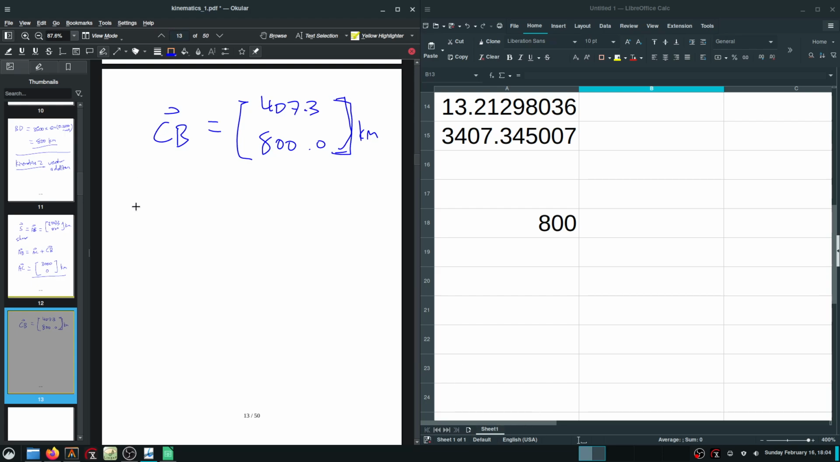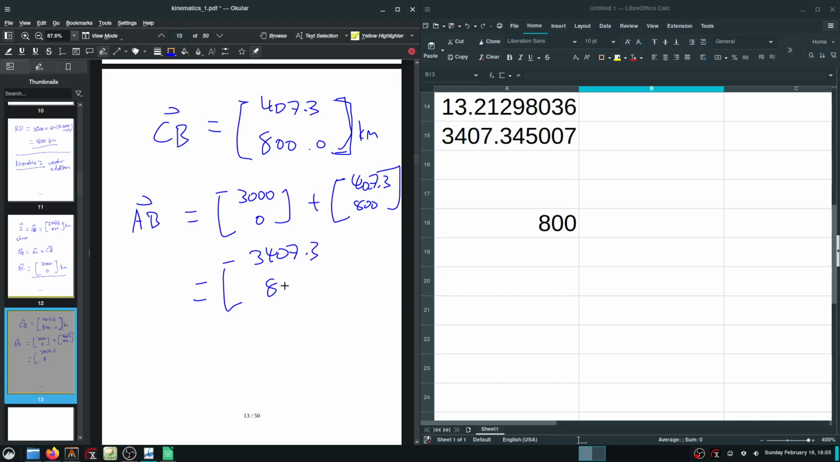So let me just prove it. I'll give you a quick show. I think it's pretty obvious by now. AB equals AC plus CB. So AC is 3000 plus 407.3, 800. Add this together, 3407.3, 800 km. It's very easy to do vector addition like this.